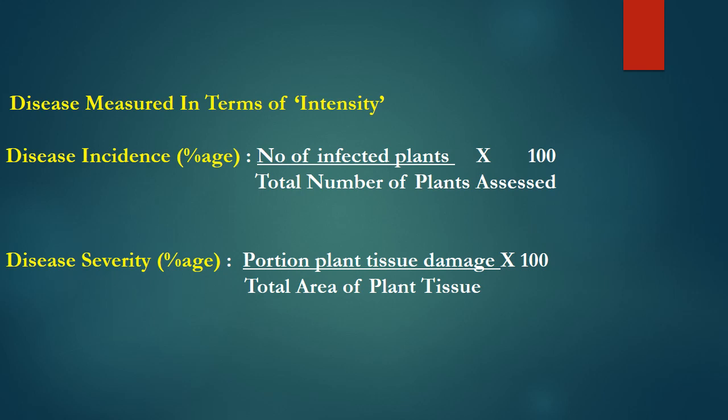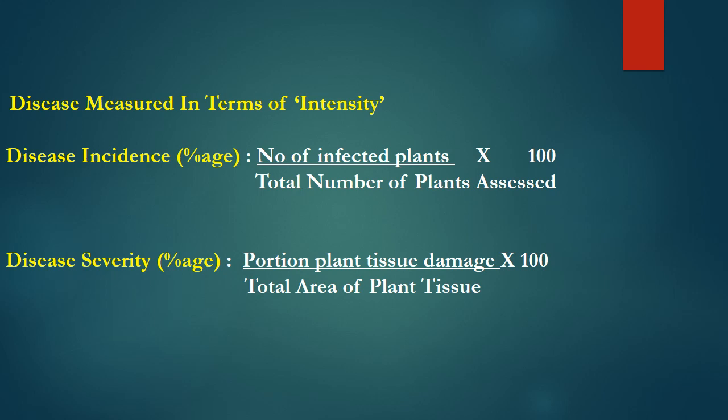Disease incidence is usually measured in the early part of epidemics or for those diseases which totally kill the plants, for example, wilt diseases. While when we talk about those diseases which partially kill the plants, like leaf spots, usually we measure them with the help of disease severity.